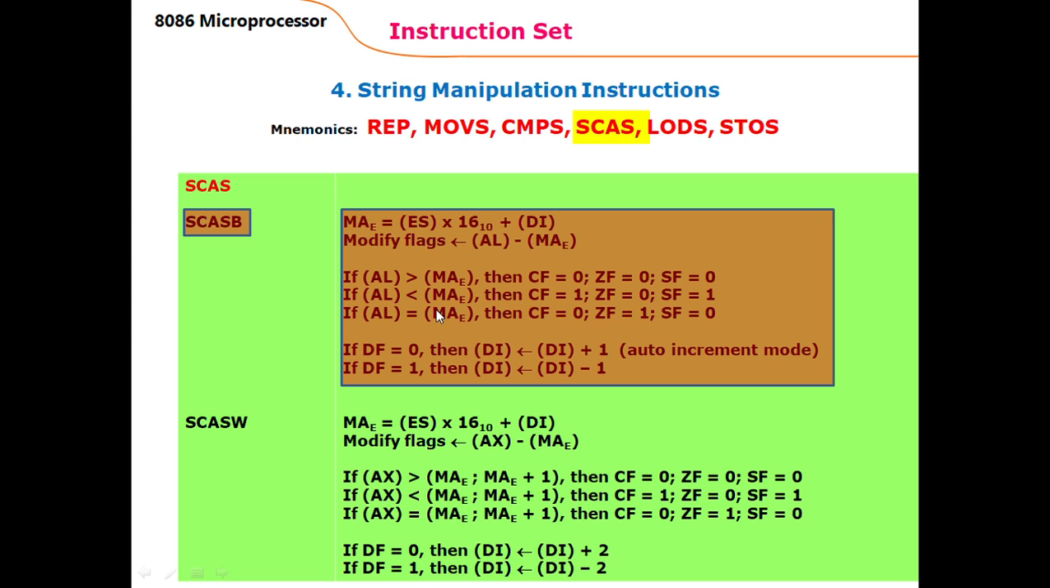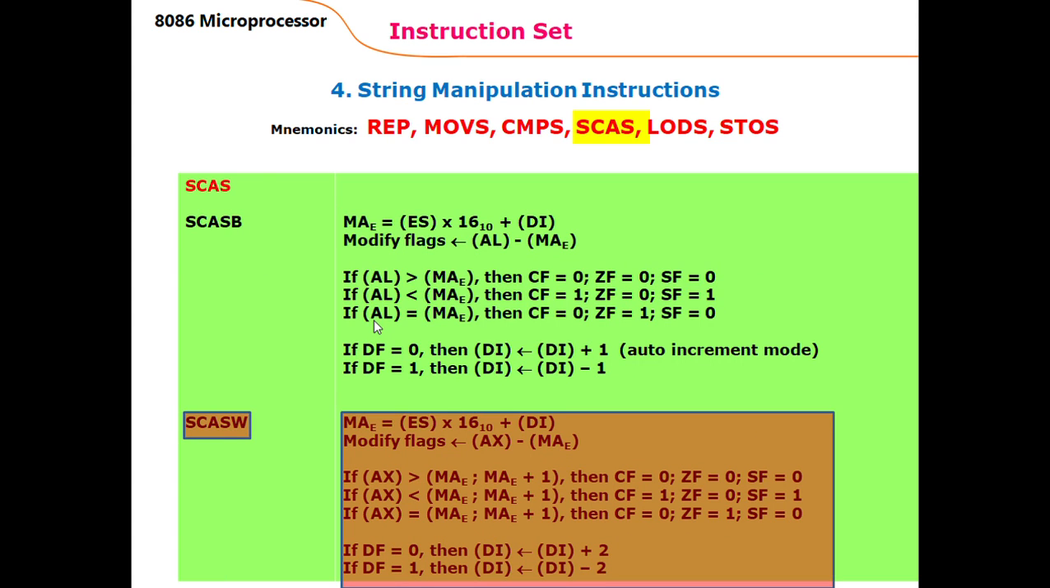And just like with other instructions, depending on the direction flag, if it is auto increment mode, then one is added to the destination index register, so that it would point to the next higher byte of the extra segment. And if auto decrement mode is set, then one is subtracted from the DI register, because this instruction is operating on a single byte, so that's why one is either added or subtracted from the destination index register.